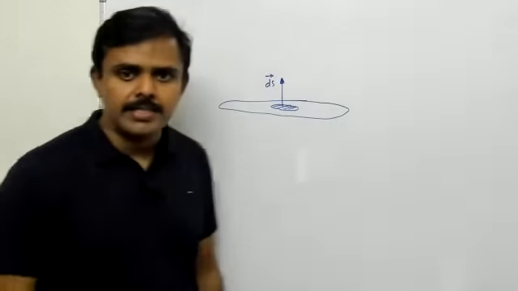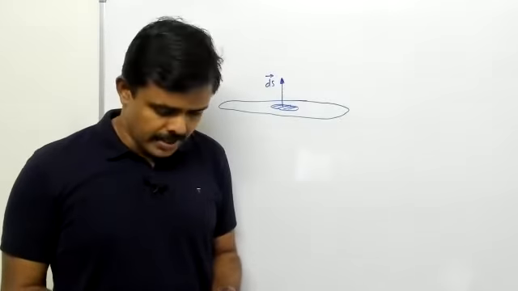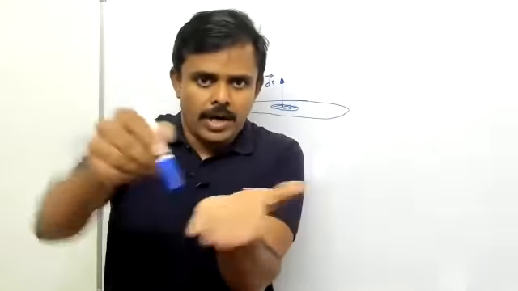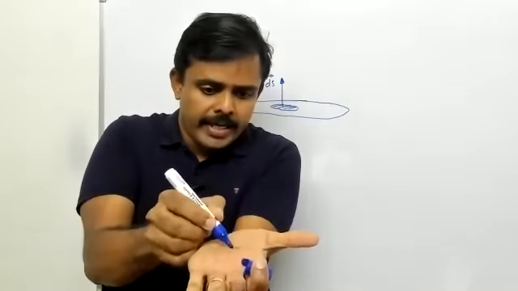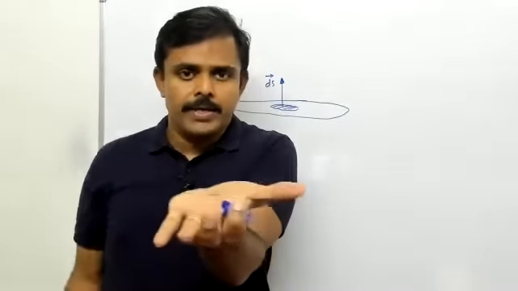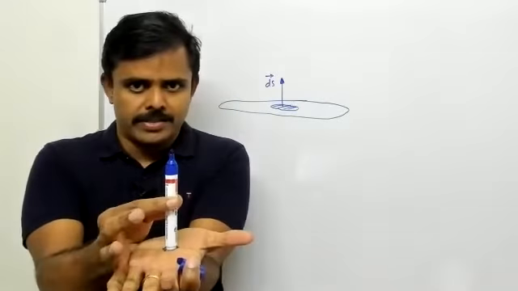Why is it called ds? ds is a small amount of area. Look at my palm. This is the big area over which I've taken a small area here. This is the small area. Now this is called the area vector. The area vector is always perpendicular to the surface.